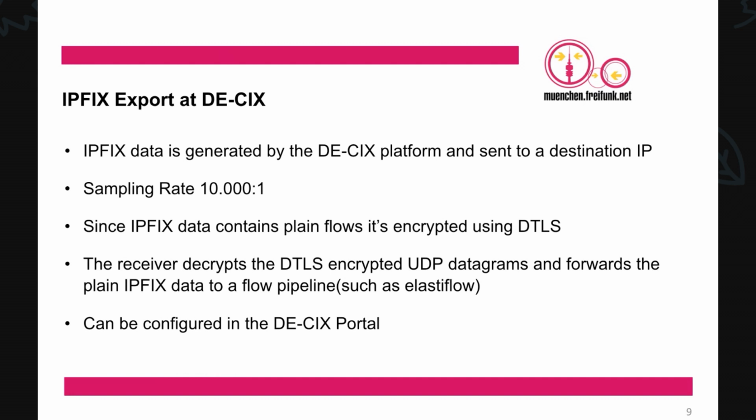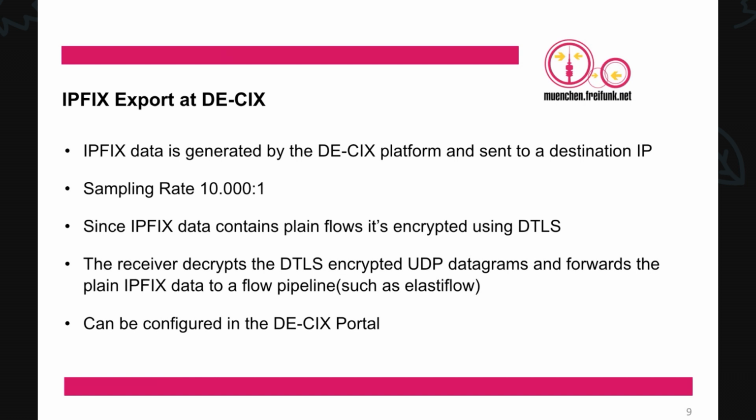Now to the IPFIX export at DE-CIX. Basically, it's generated by the DE-CIX platform and sent to a destination IP, which doesn't need to be on the DE-CIX. You can send it everywhere. The sampling rate is 1000 to 1, which is important. I didn't find this information at first and had weird graphs, so that's the sampling rate used.